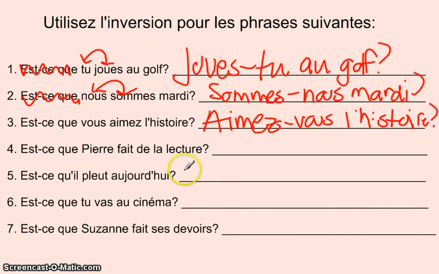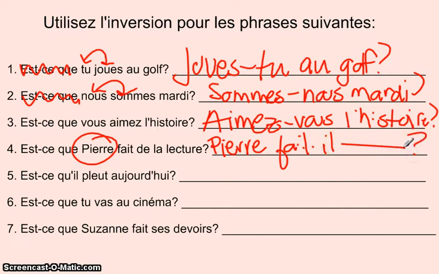Est-ce que Pierre fait de la lecture? Now, when you have a name, you can do two things. You can simply replace it with a pronoun like il, or if you really want to insist on using the name, you put it in the beginning. Par exemple, Pierre fait-il de la lecture? So, Pierre fait-il de la lecture would be the way that you would do it with the use of the name. Or you could just take it out and say fait-il de la lecture if we know who we're talking about. Est-ce qu'il pleut aujourd'hui? Pleut-il aujourd'hui?